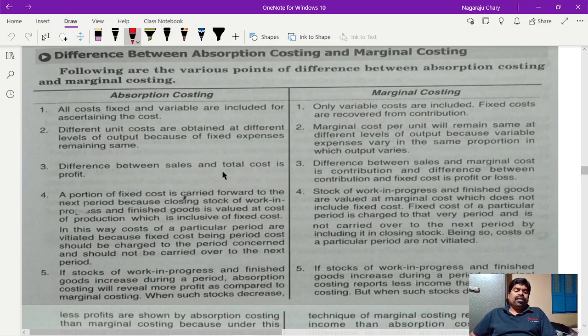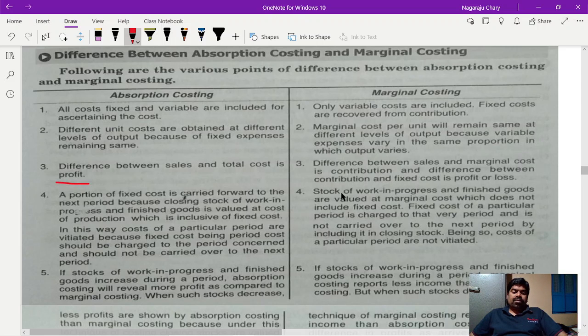The difference between sales and the total cost is profit. The difference between sales and the marginal cost is contribution. Under the absorption method, the difference between total cost and sales is known as profit, whereas in marginal costing, the difference between sales and marginal cost is contribution. The difference between contribution and fixed cost may be profit or loss.